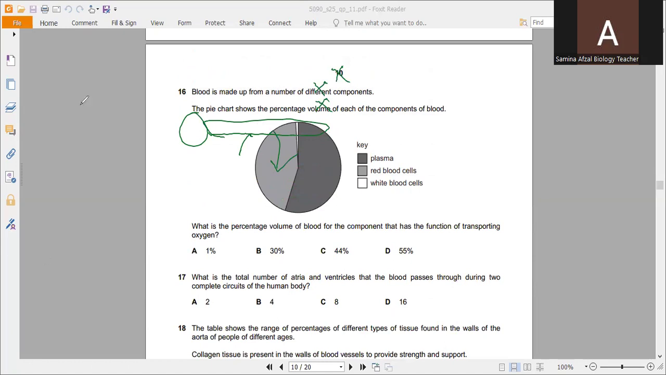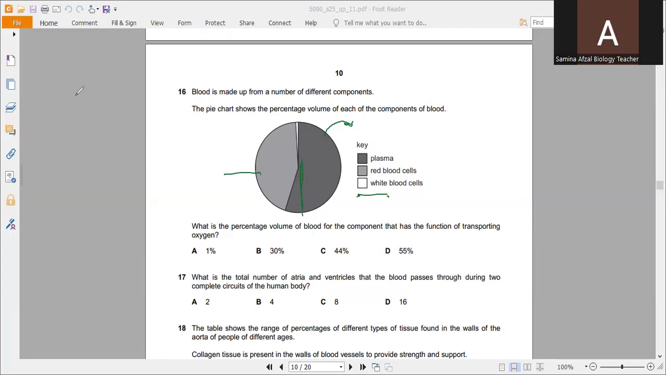Question number 16. Blood is made up from a number of different components. The pie chart shows the percentage volume of each of the components of blood. So the dark color is shown, and the light color shows the red blood cells, and white color shows the white blood cells. So what is the percentage volume of blood for the component that has the function of transporting oxygen?